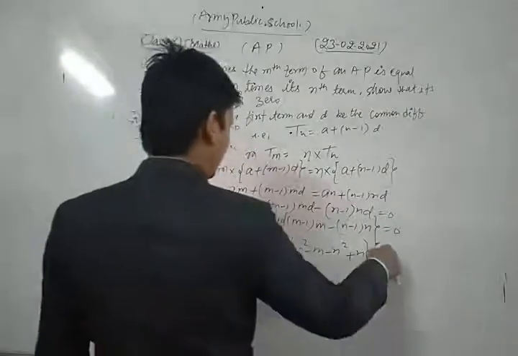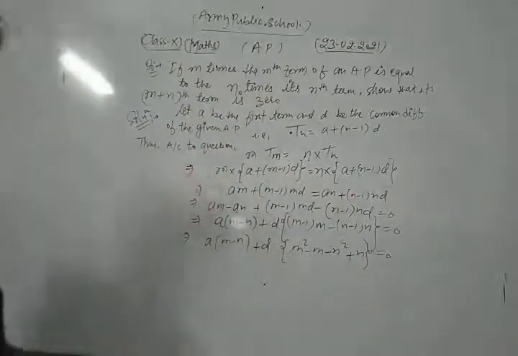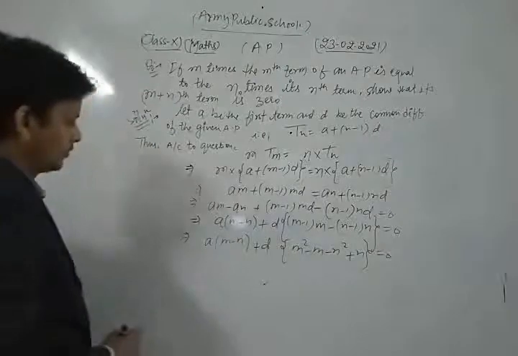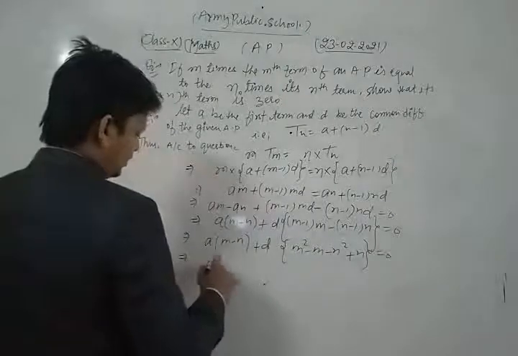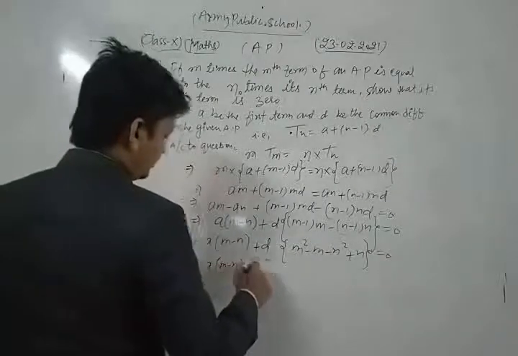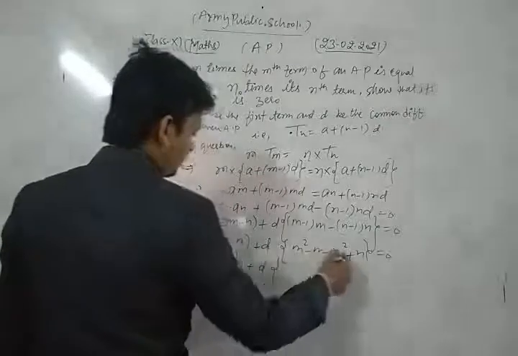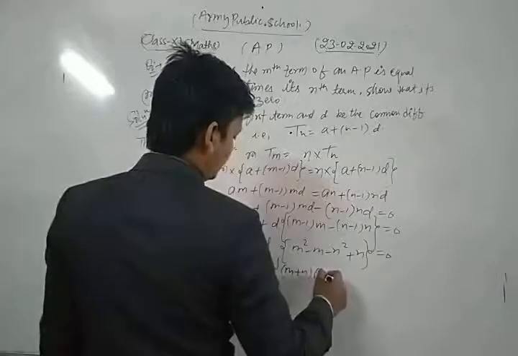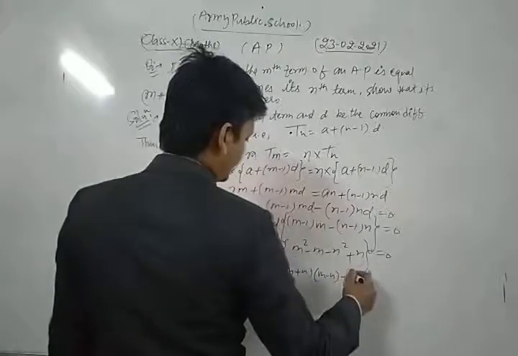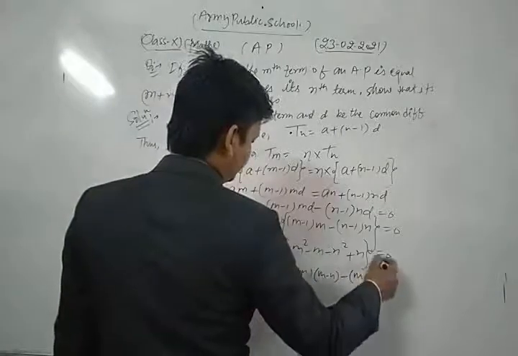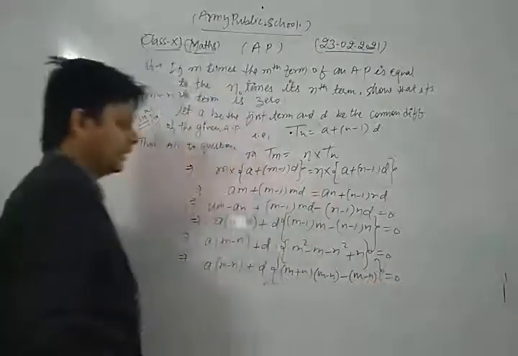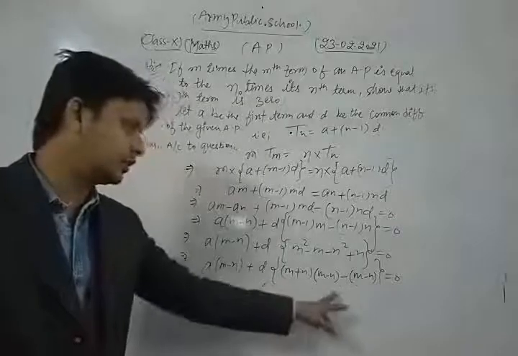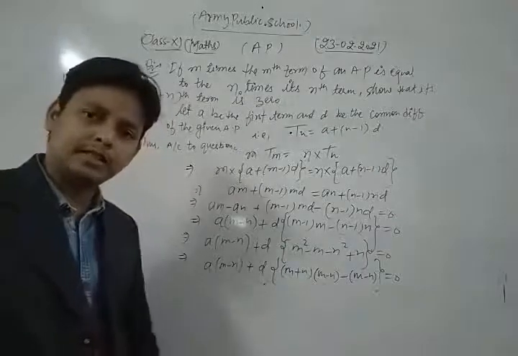Okay, dear students, now we simplify them. Let's see. So we get a into (m minus n) plus d, here m square and n square taken together, so we write (m plus n) into (m minus n), and from there we take minus as common, so we get m minus n. Okay, we get this. Now dear friends, from these two terms we take m minus n as common now here.